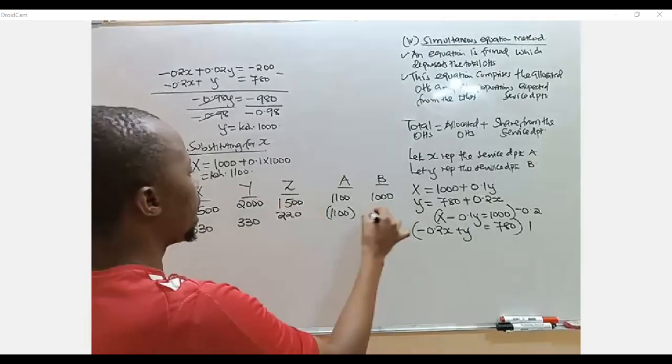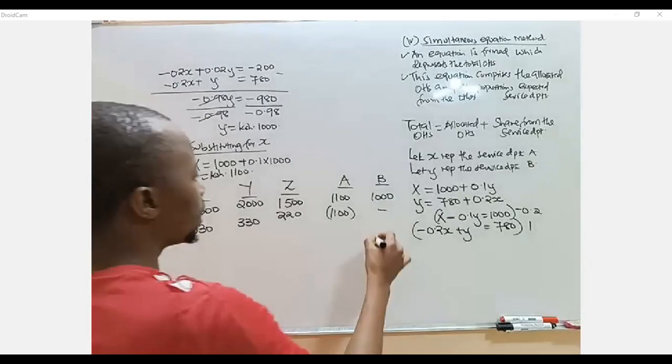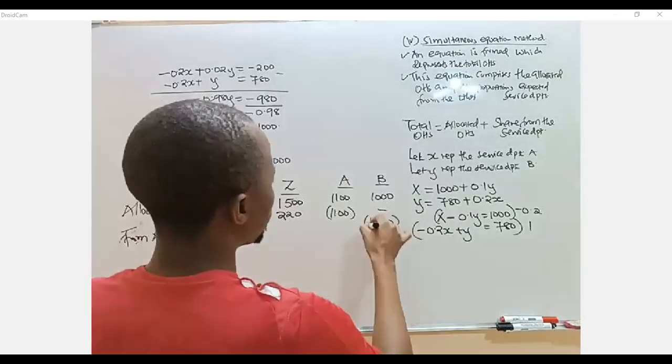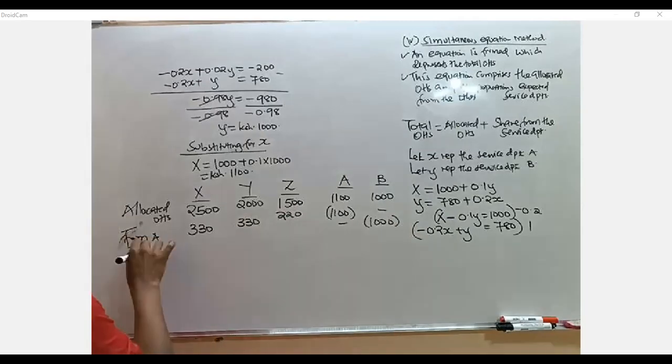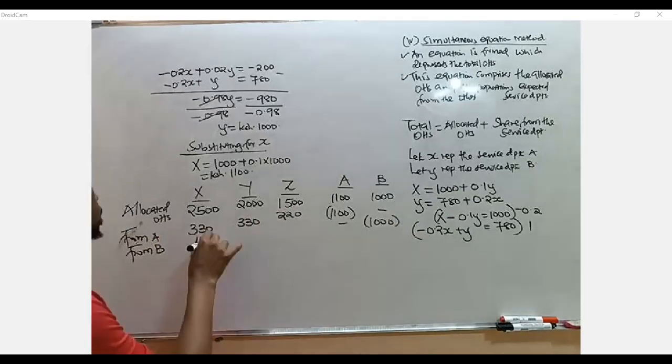Then I come and allocate the 1,000. We allocate to the production departments at 100%, but not to any service department. The last one will be 400, correct? The other one will be 300.